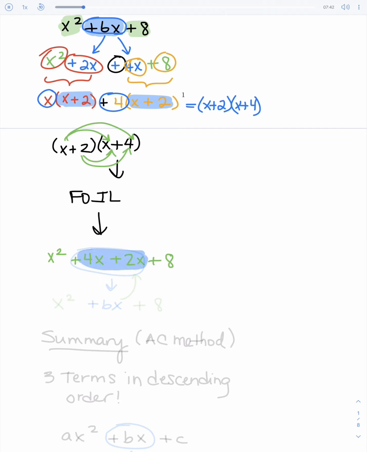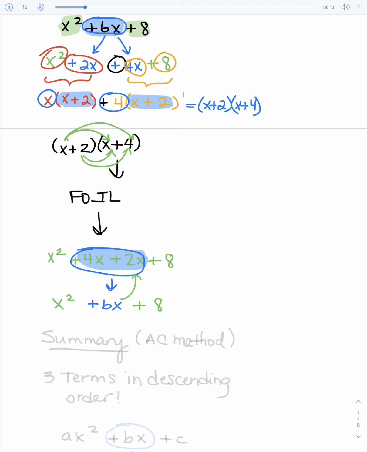So what your AC method did is it helped you take what these terms end up being, which when you add them up end up being the 6x that we had. They help you go in reverse to break those terms up. That's why turning this into 4 terms actually helps, because it helps us go backwards to break down the 6x into the 4x and the 2x so that we can turn it into a grouping problem.